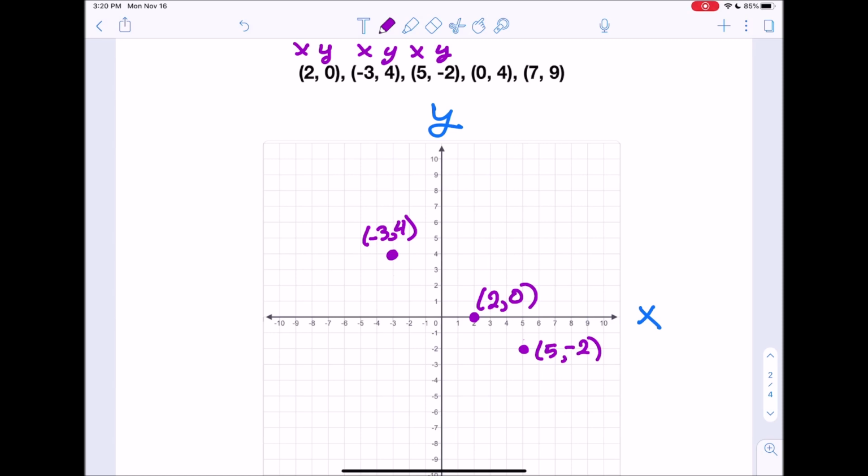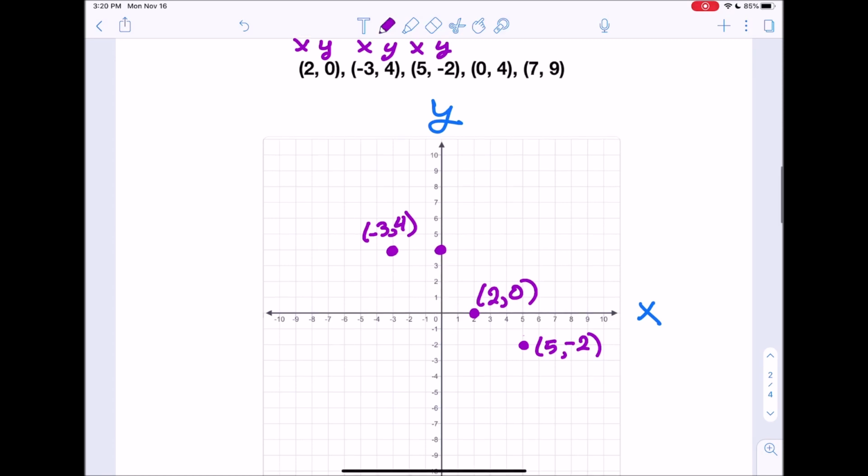Now I have 0, 4, so now my X is 0, which is here. My Y is 4, which is here. Okay, so if I follow the lines, they end up here on the 4 because X is 0. So this is going to be 0, 4.